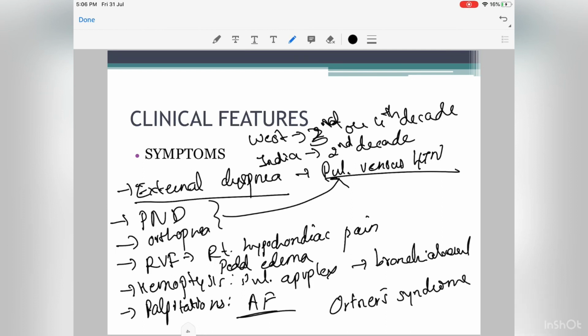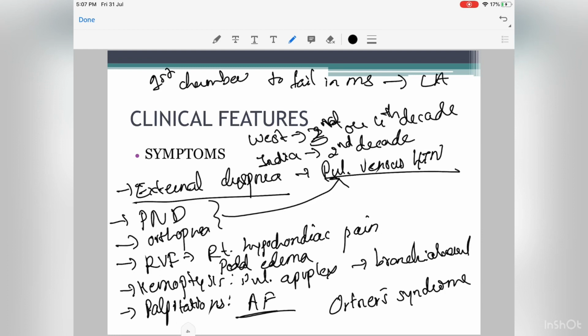One thing we need to remember is that if the question is which is the first chamber to fail in MS, it is the left atrium. If they ask you the first ventricle to fail, then it is the right ventricle. So right ventricle is the first ventricle to fail, and the first chamber to fail is the LA.